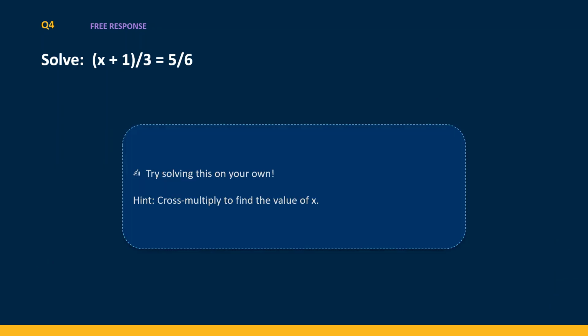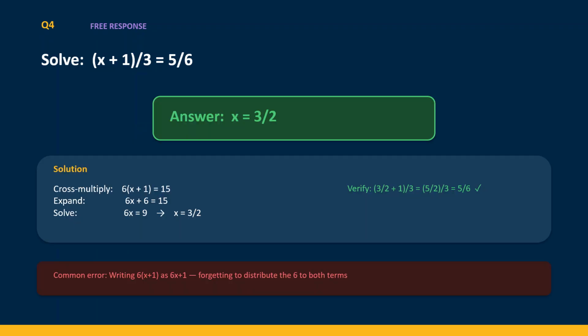Question 4. Free response. Solve. The quantity (x + 1) divided by 3 equals 5/6. Allow a pause for independent work before revealing the answer. The correct answer is x equals 3/2.